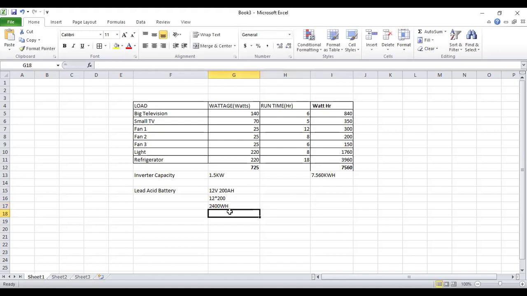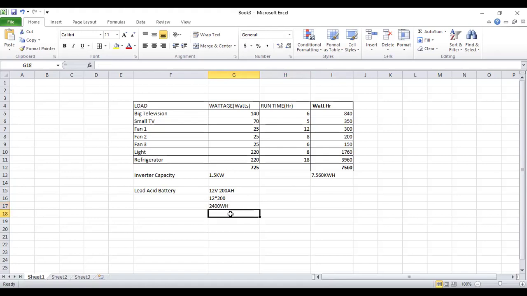It's just elementary mathematics, sorry. The 12 volts and the 200 ampere hour, that is the rating of the battery. So if we want to get the required watt hour, you simply multiply the 12 volts by the 200 ampere hour. We've gotten 2,400 watt hours.